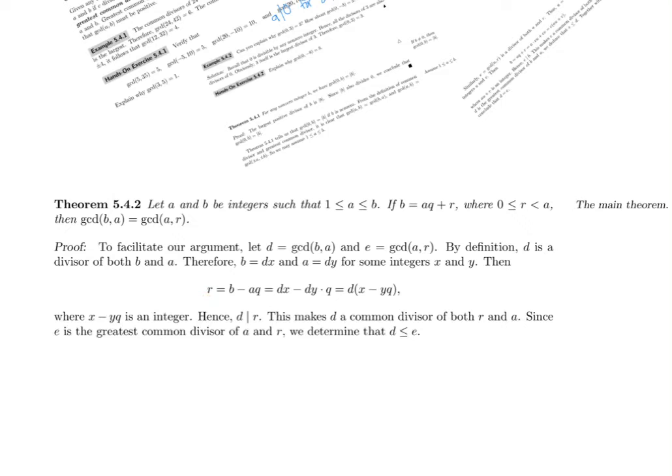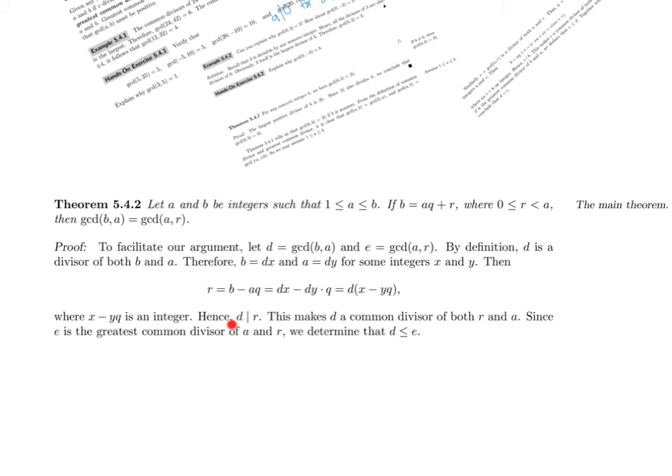What is r then in terms of what we've just defined? Well, if we solve this equation for r up here, r is equal to b minus aq, and doing some substitution, that equals dx minus dy times q. We can factor out a d from both of these. x minus yq is going to be an integer because it's a combination of multiplying and subtracting integers, which makes it still an integer. That tells us that d is a divisor of r.